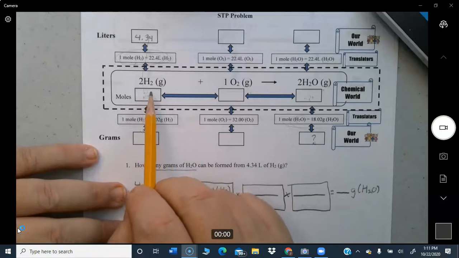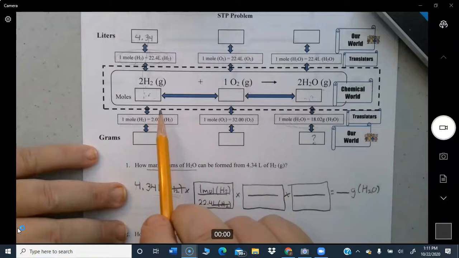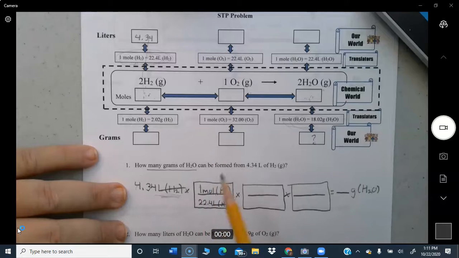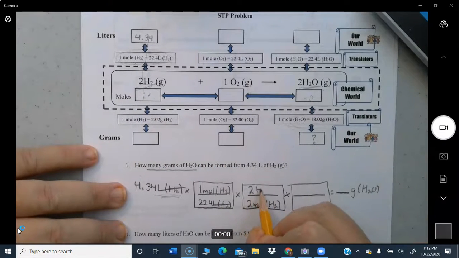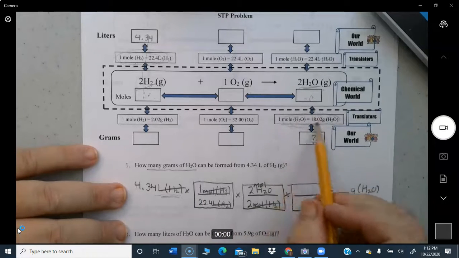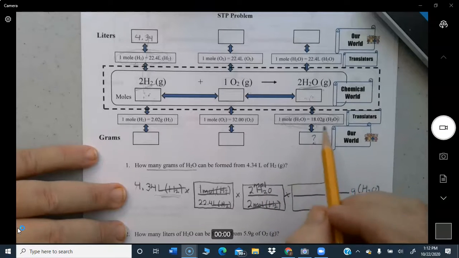So the next conversion is from moles of H2 to moles of H2O. It's a 2-to-2 ratio. We need moles of H2 to cancel out here, so we're going to put 2 moles of H2 right there. And on the top, we're going to put 2 moles of H2O. Put the word mole there. Okay, so moles of H2 cancel. Now the last conversion is the molar mass conversion that we've used many times. And we have moles of H2O on the top here. We need grams of H2O to end up on the top.